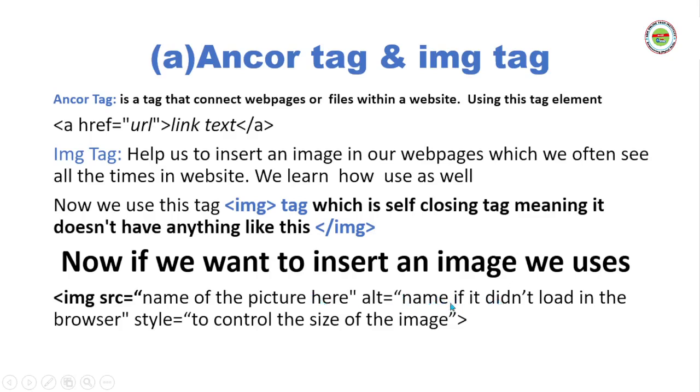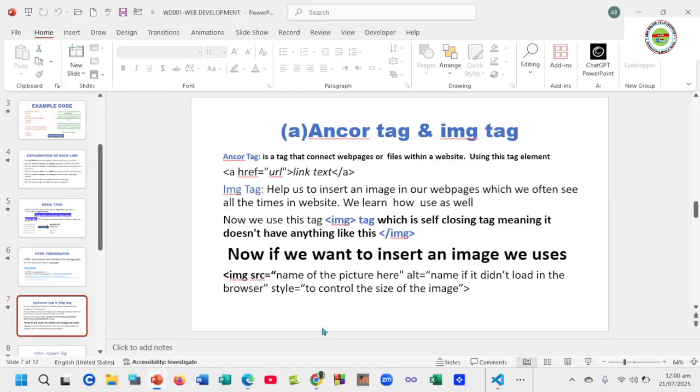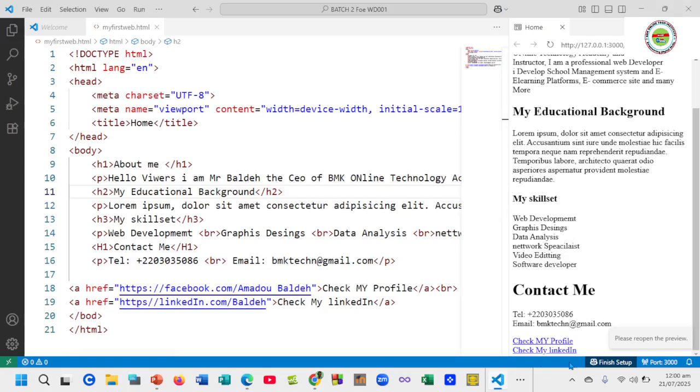So if the image did not load, you will see the word "our logo". Now we also have the style attribute. The style here will help you to control the size of the image, the width and the height, and so on. Sometimes when we insert an image, the height and the width are too large within the browser, so we use the style attribute, which is a CSS property, to control the size of the image in our browser. Now let's see how that works.